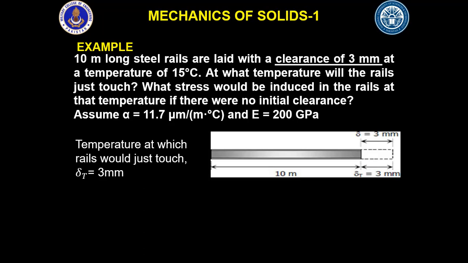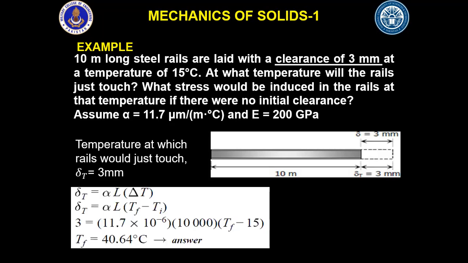There is going to be some expansion in the material, and there is some coefficient of expansion being provided over here as well, so it is going to expand obviously. But at what temperature both of these rails are going to touch each other? And what stress would be induced in the rails at that temperature if there were no initial clearance? If there is no clearance being given, the 3 millimeter clearance, then what stresses would be there? Assume alpha is equal to 11.7 micrometer per meter centigrade, and E is equal to 2200 gigapascal. Okay, so let's solve this.